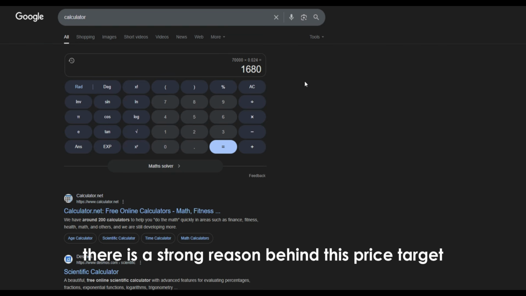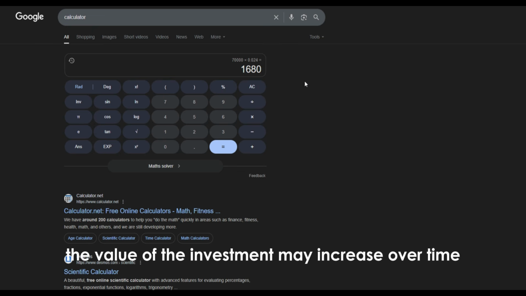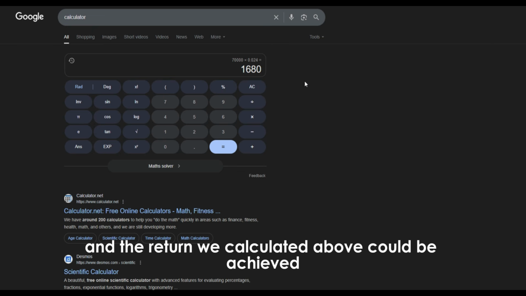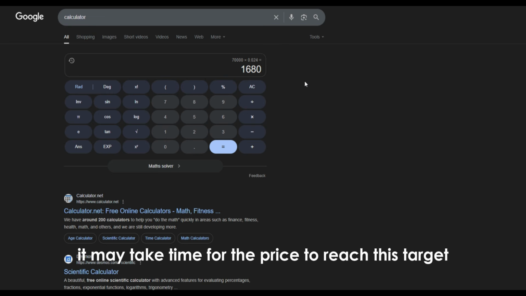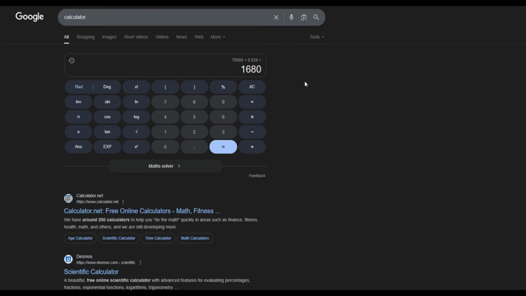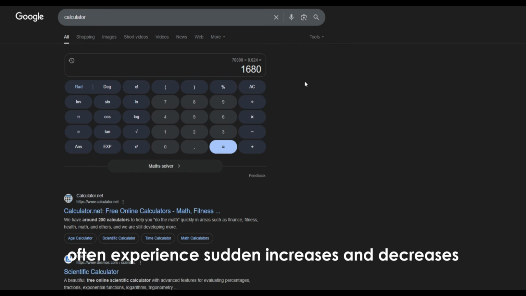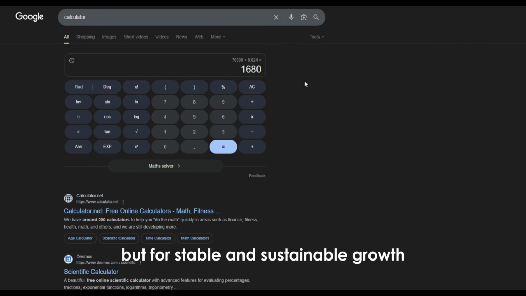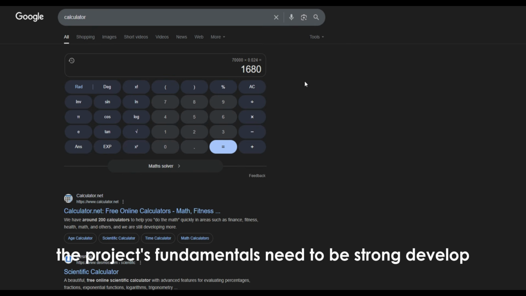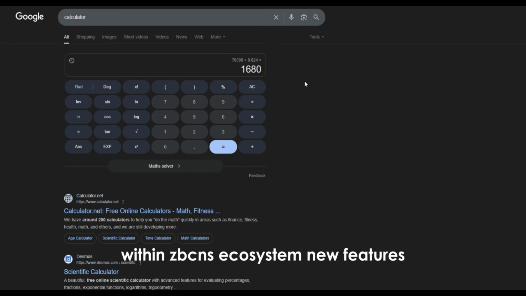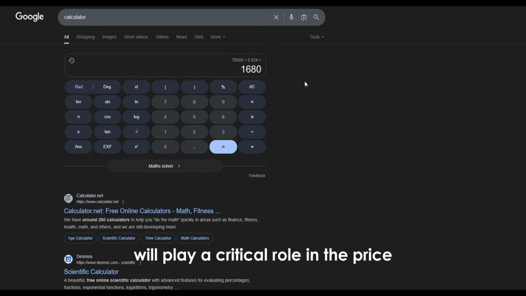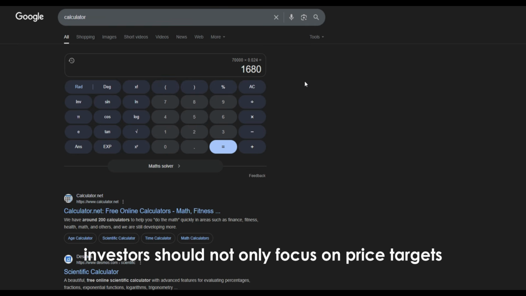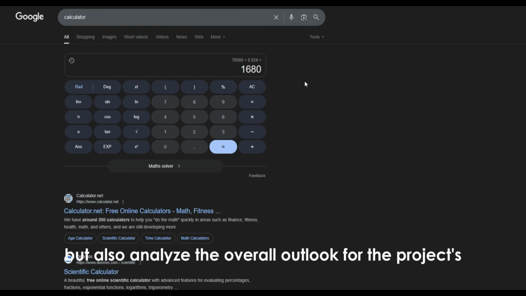If there is a strong reason behind this price target, the value of the investment may increase over time, and the return we calculated above could be achieved. Another important point for investors to consider is that it may take time for the price to reach this target. Cryptocurrencies often experience sudden increases and decreases, but for stable and sustainable growth, the project's fundamentals need to be strong. Developments within Zbcn's ecosystem, new features, partnerships, and the overall market situation will play a critical role in the price reaching the target. Therefore, investors should not only focus on price targets, but also analyze the overall outlook for the project's future.